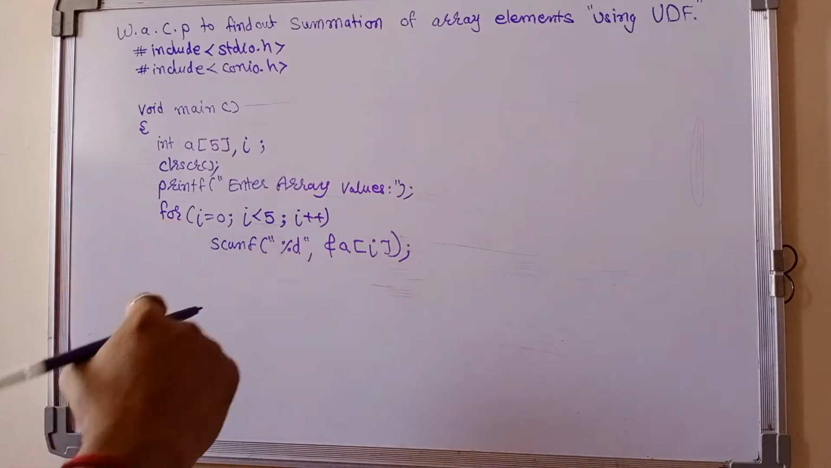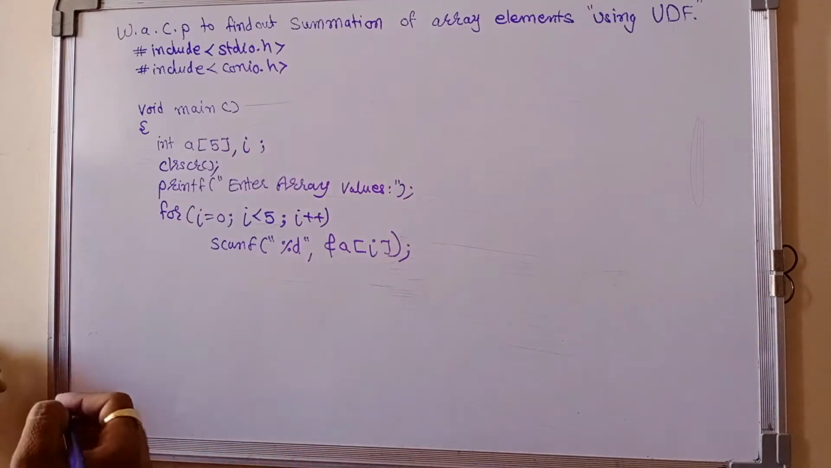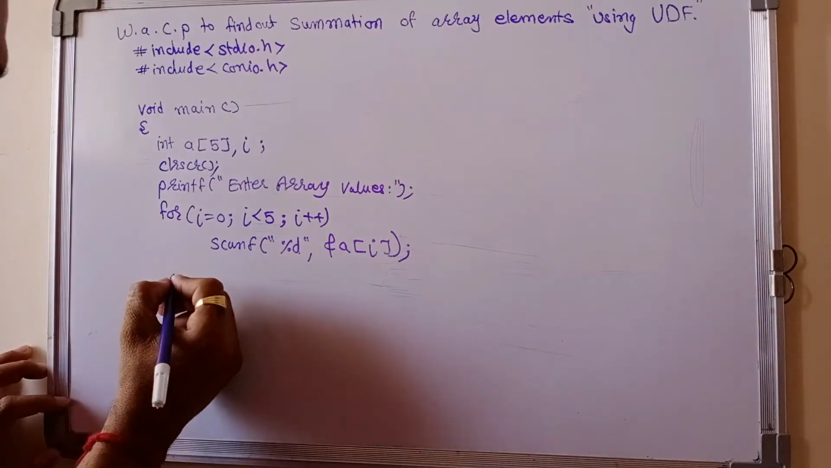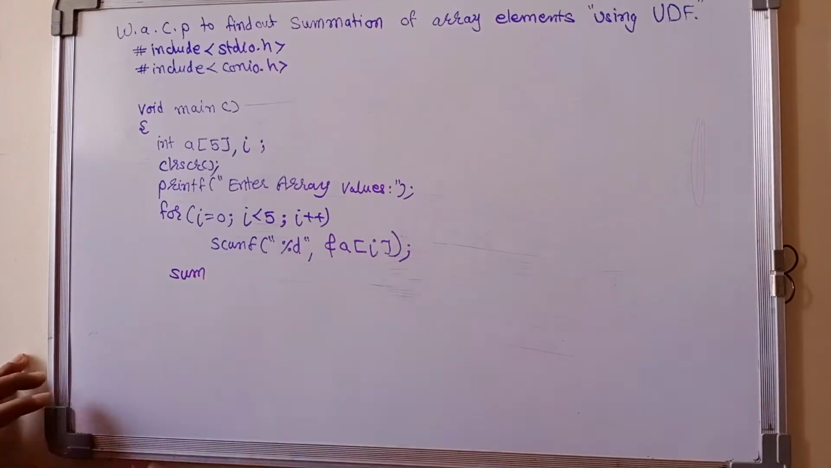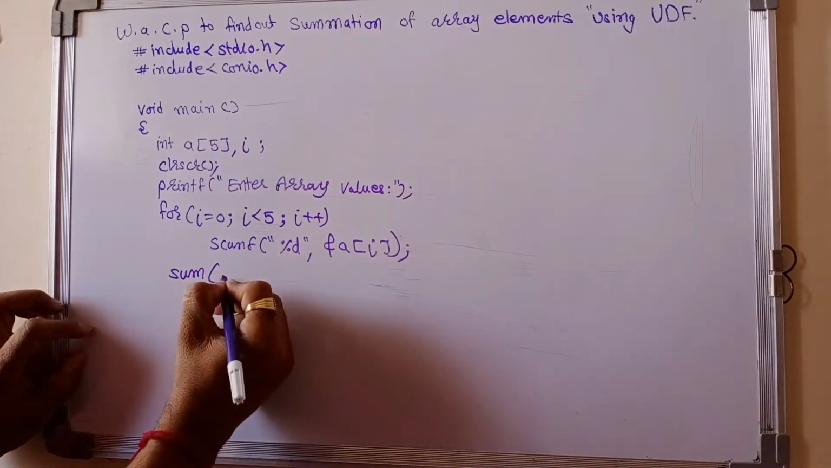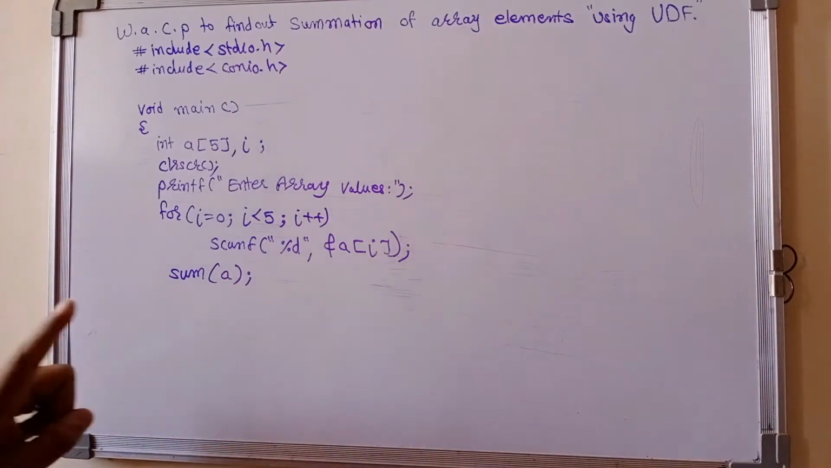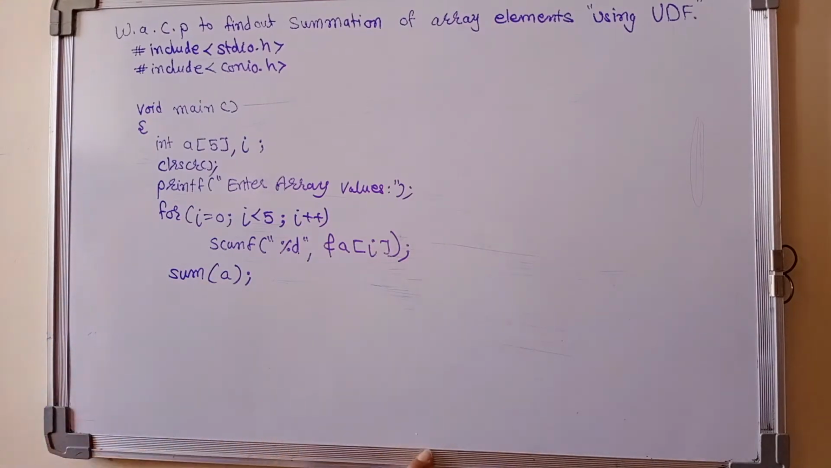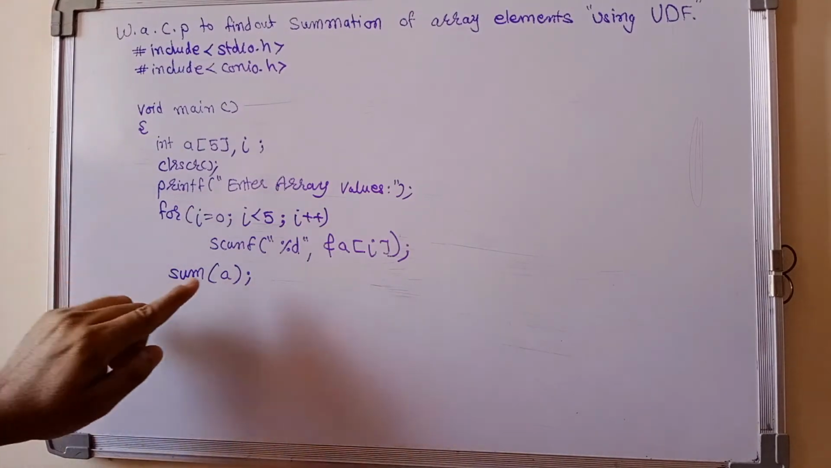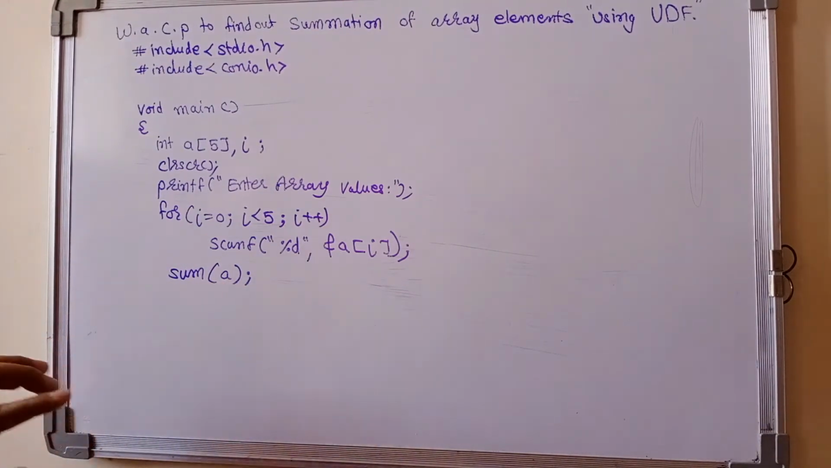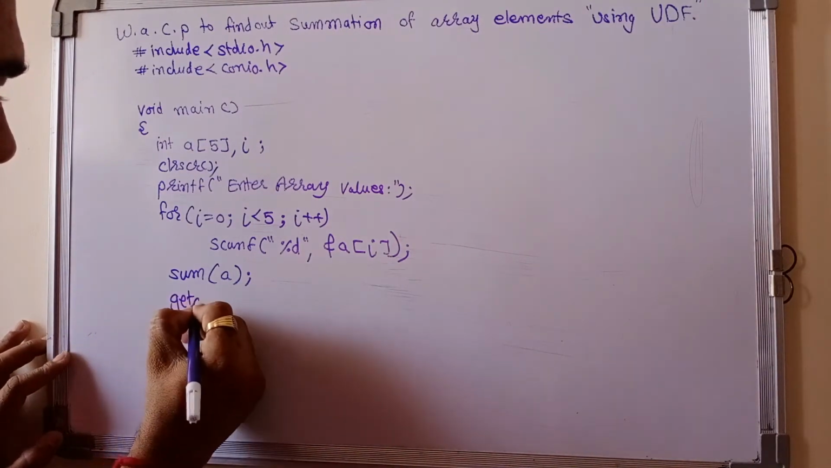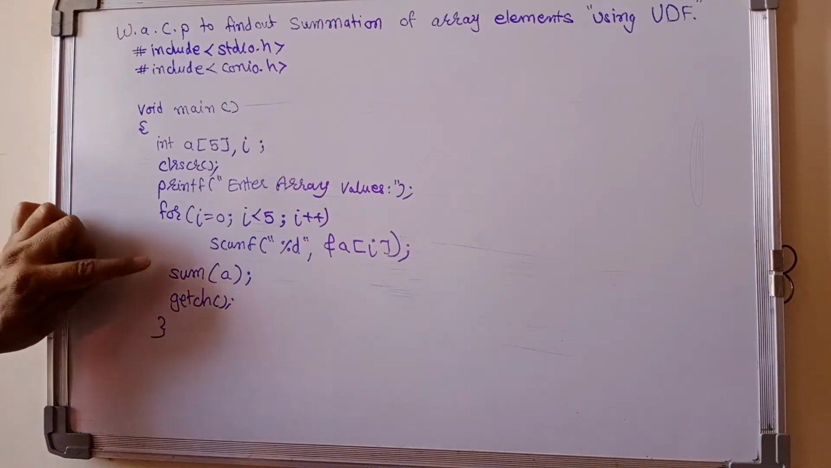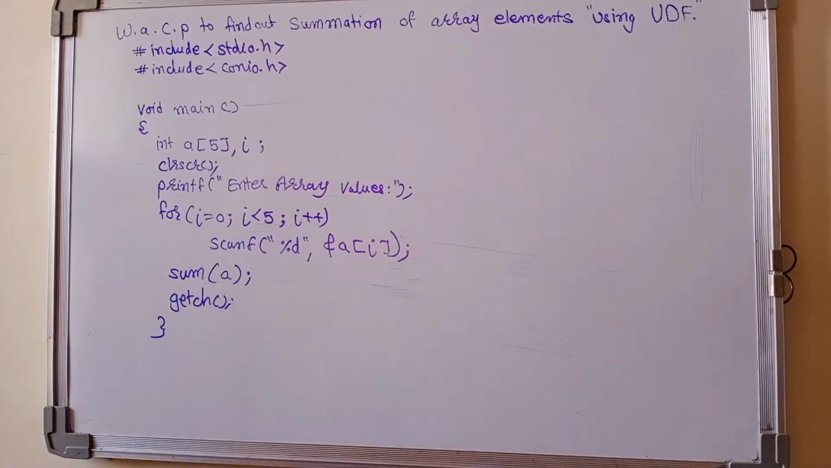Now I need to pass this array to a user-defined function. Suppose I am going to use sum as a function name. So I am going to call sum function with array A. Remember here, when we supply array to a user-defined function, in the calling statement, we just need to write array name only. Okay, now we need to do logic for user-defined function sum.